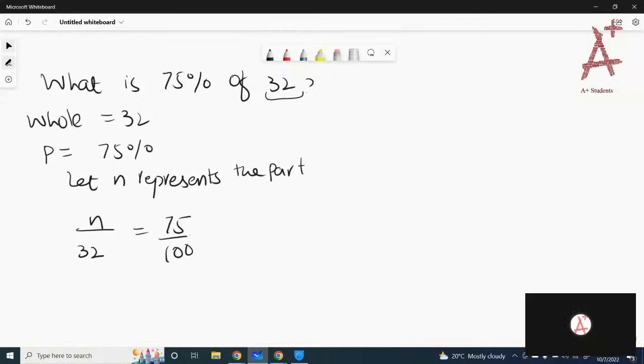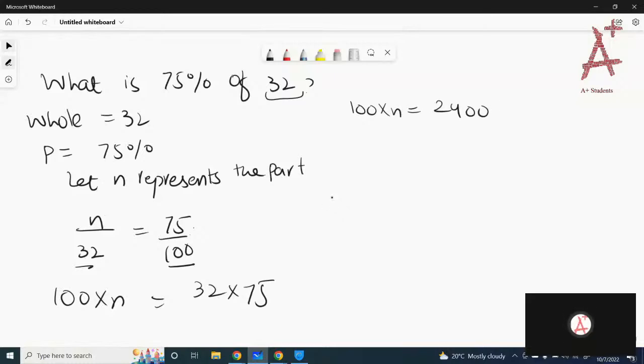Got it? Okay, so you have to cross multiply them. Multiply the 100 with this numerator, so it would be 100 times n, and multiply the 32 with this numerator, so it would be 32 times 75. Got it? 32 times 75 is 2400. So it would be 100 times n equals 2400.